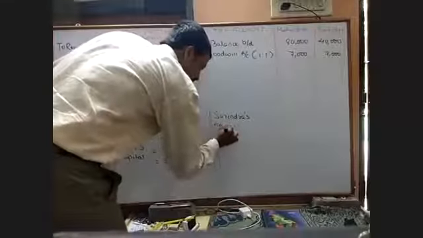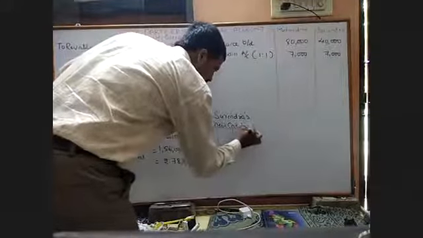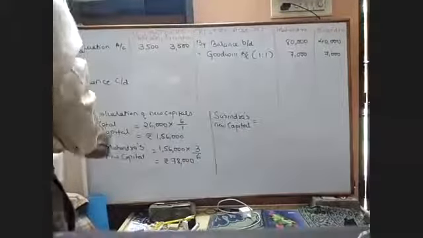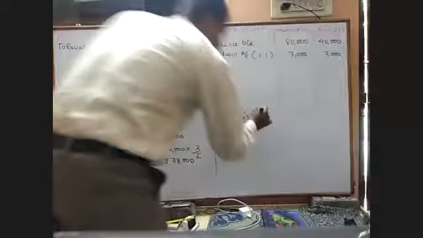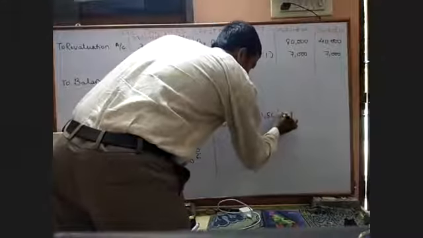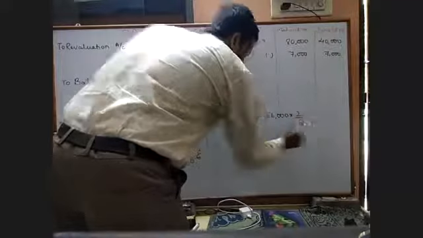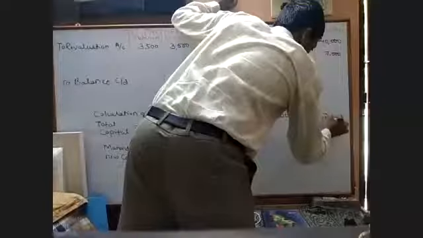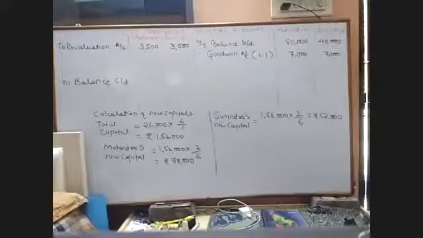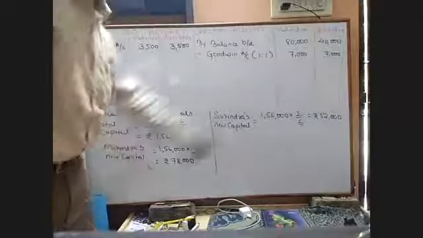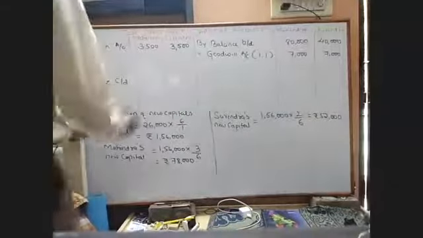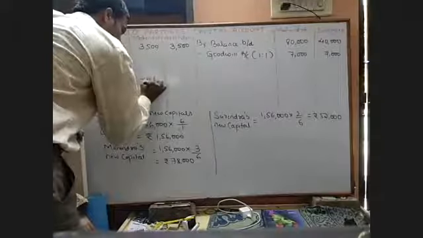Surendra's new capital is equal to 1,56,000 into 2/6, which will be rupees 52,000. Now, we got both the capitals, that is 78,000 and 52,000. One is Mahendra's capital, that is 78,000, and Surendra's capital is 52,000.